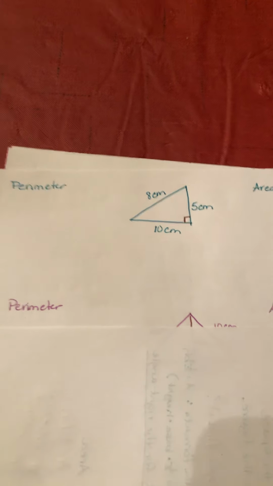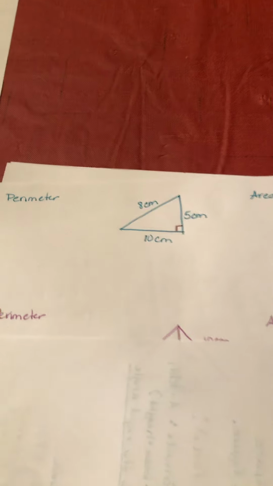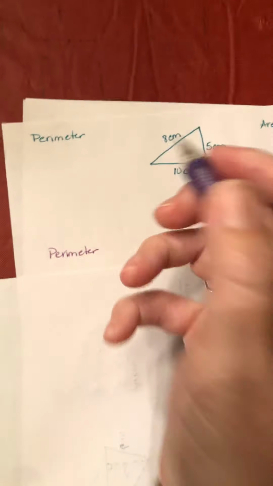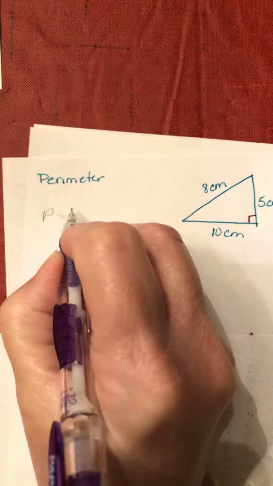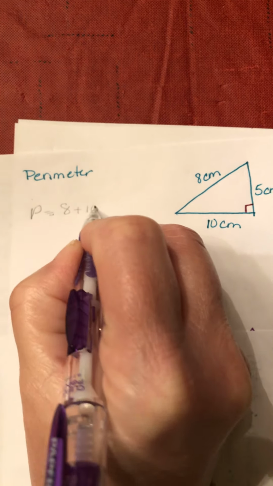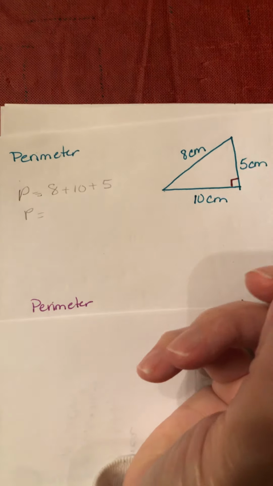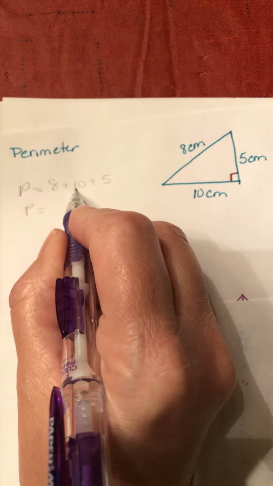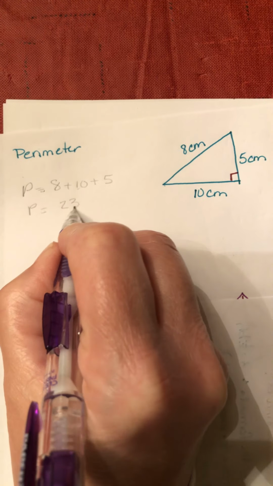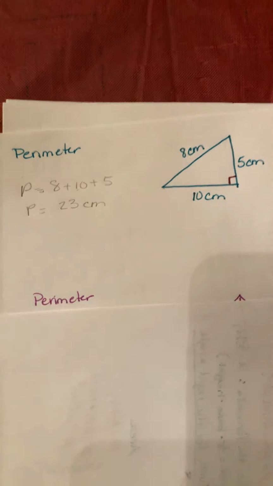Sorry, got underneath all my papers. All right, so let's look here. Now again, the perimeter is the distance around the figure. So P is equal to 8 plus 10 plus 5. And you're just going to add those together. So that's 18, and 18 plus 5 is 23 centimeters.